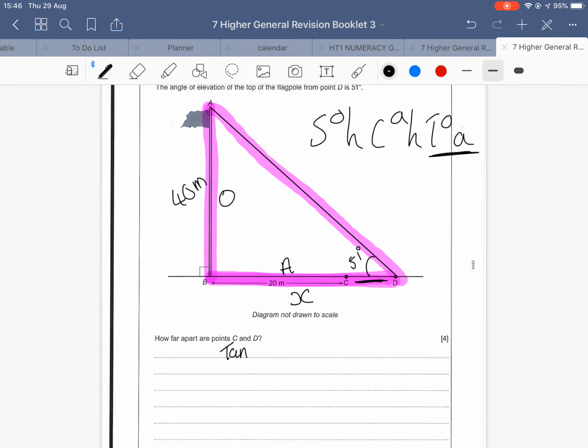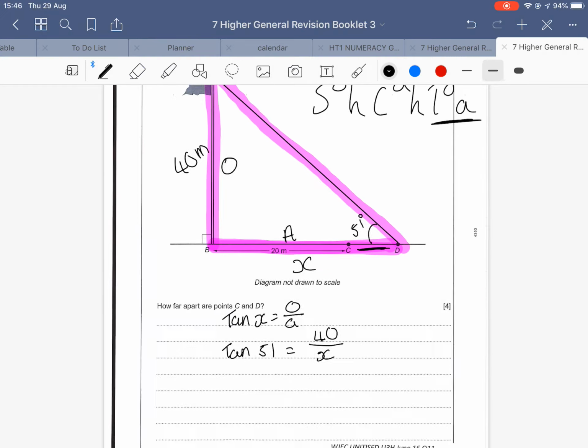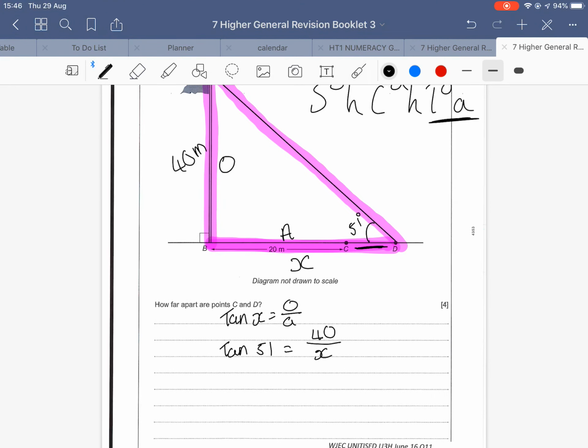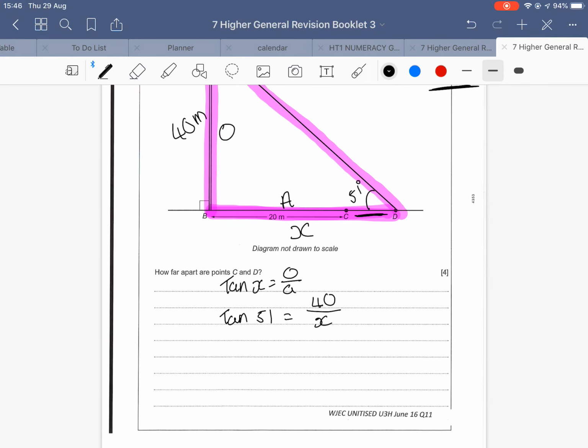So tan of the angle is O over A. Substitute what you have in. Tan of the angle, do I have the angle? Yes, it's 51. Do I have O? Yes, that's 40. Do I have A? No, that's X. So step 1 was label. Step 2, choose which ratio you're using, SOHCAHTOA. Step 3, substitute that in. Step 4 is now to just solve.